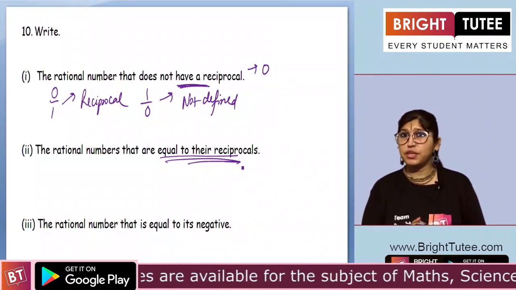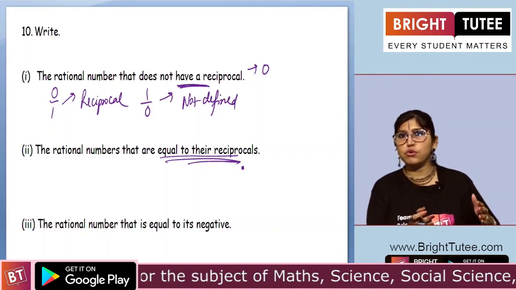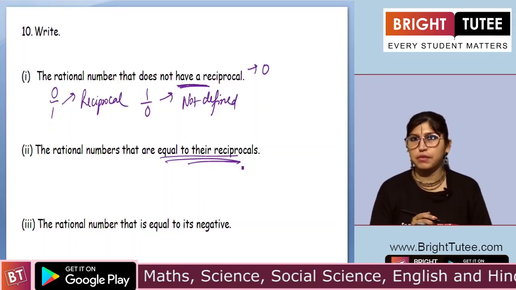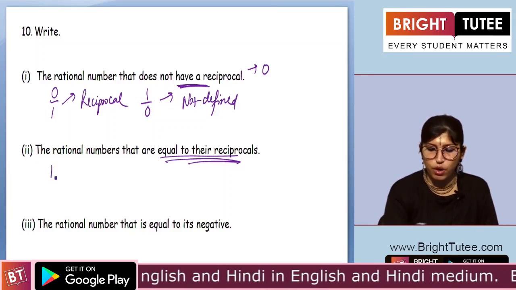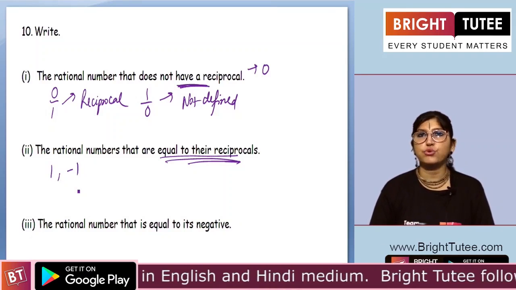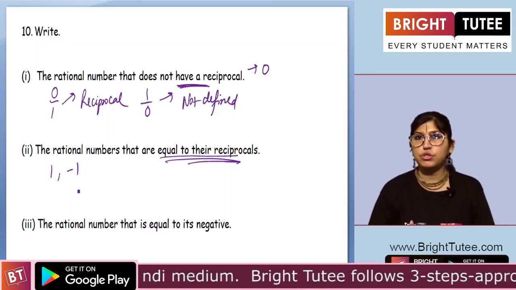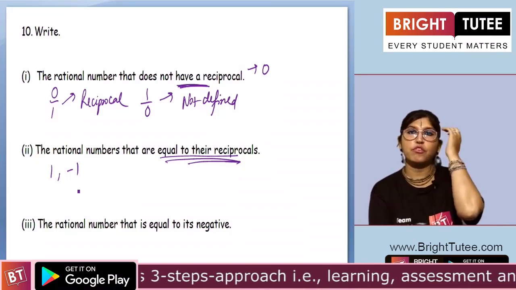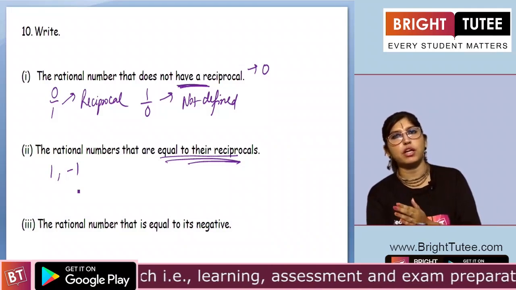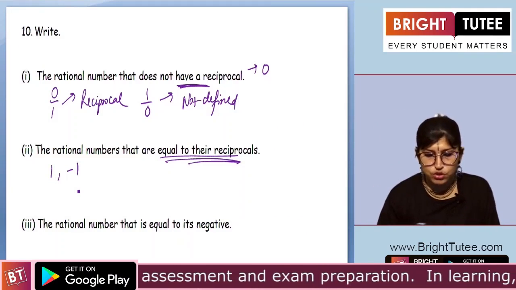I can say that it is a good guess because a few seconds back we did the same thing, that you can get these questions in some other forms as well. So 1 and minus 1 are the two numbers that are equal to their reciprocals, because the reciprocal of 1 will be 1 and the reciprocal of minus 1 will be minus 1 only. Let's move on to the third part.